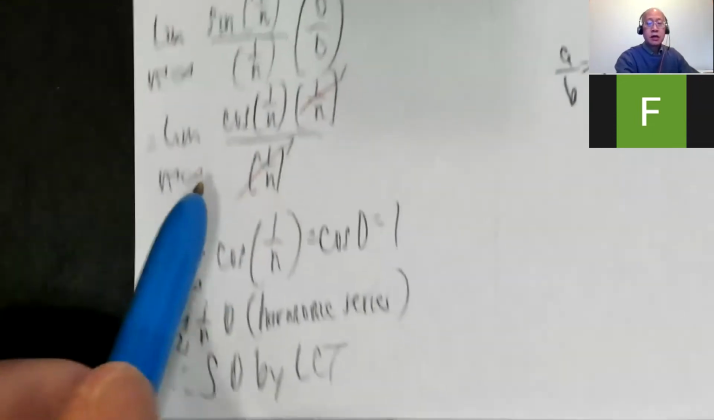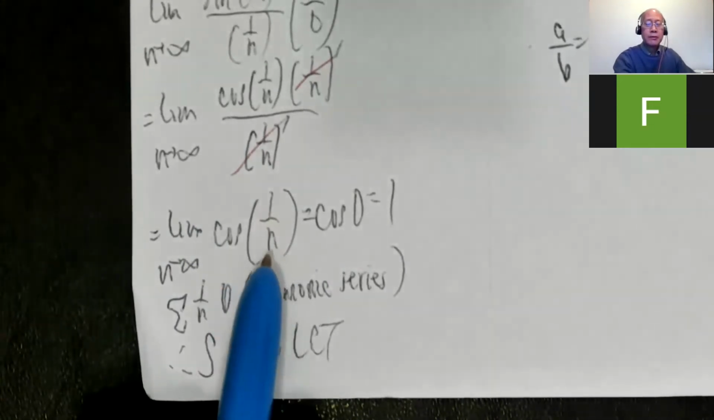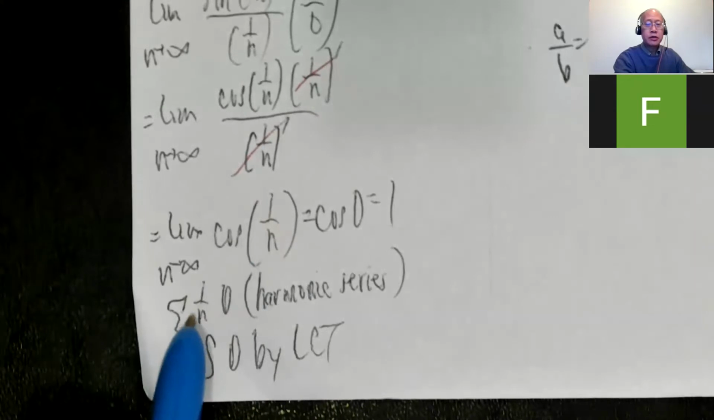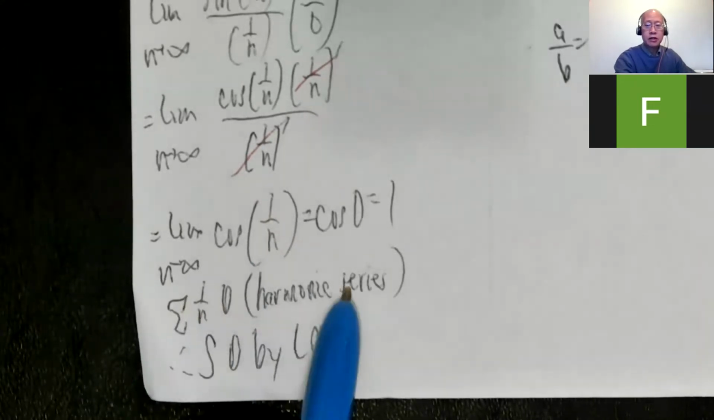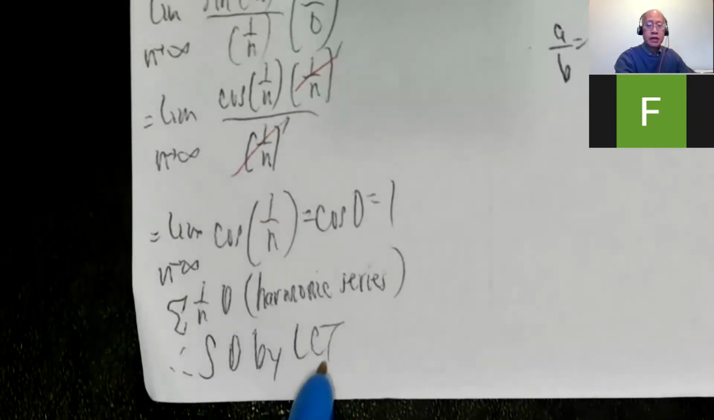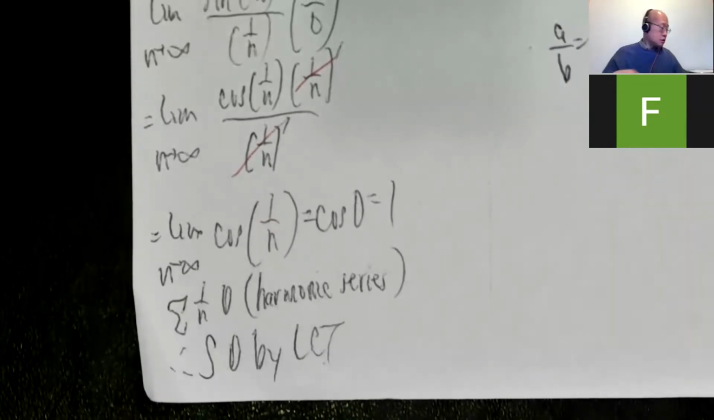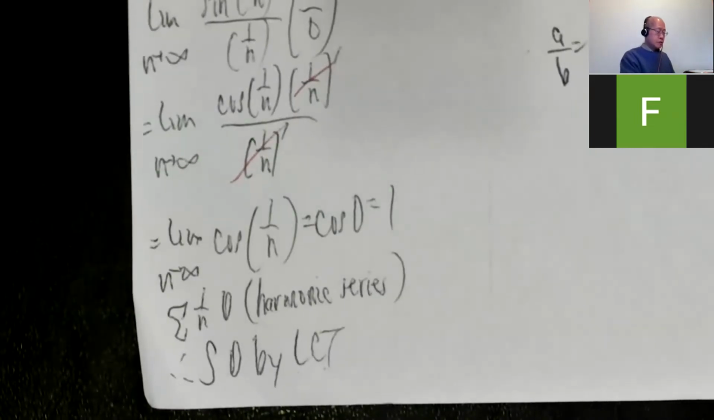Okay, so that means, according to LCT, limit comparison test, whatever happens to one happens to the other. So what happens to this one series that we know? Summation of 1 over n diverges because it's the harmonic series. Therefore, the original series also diverges by the limit comparison test, LCT. Series diverges.